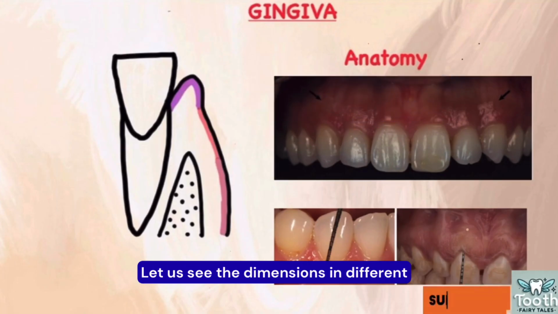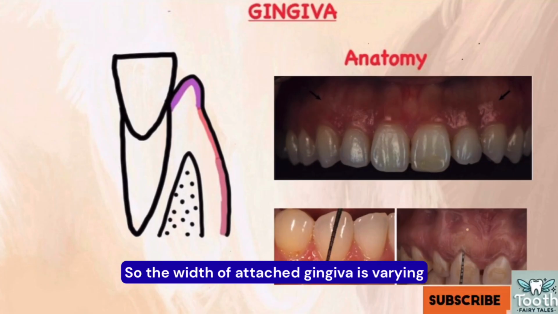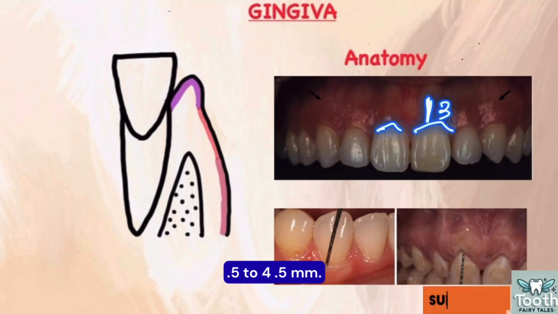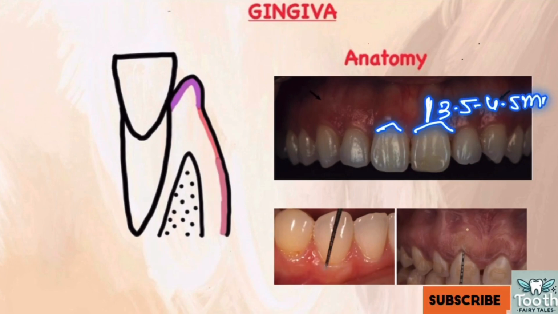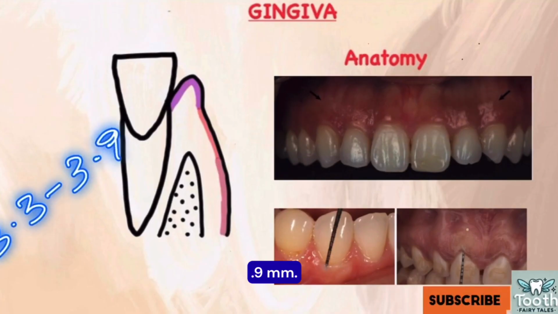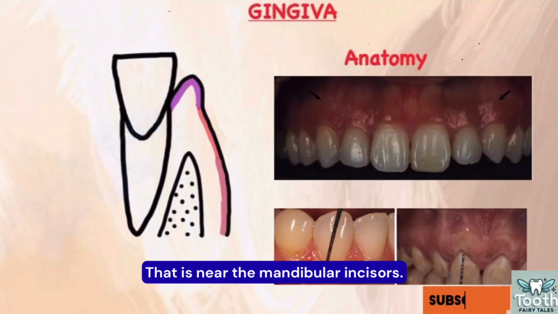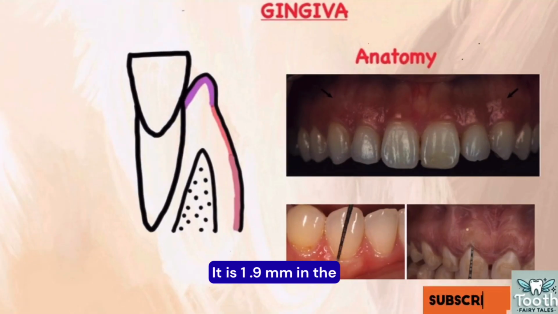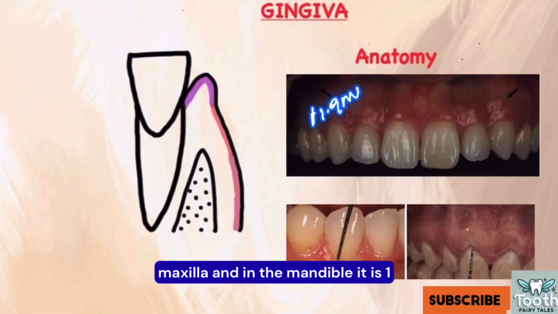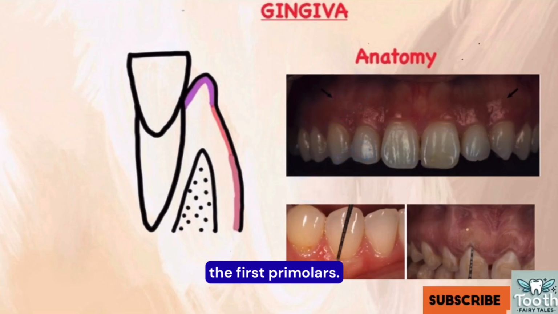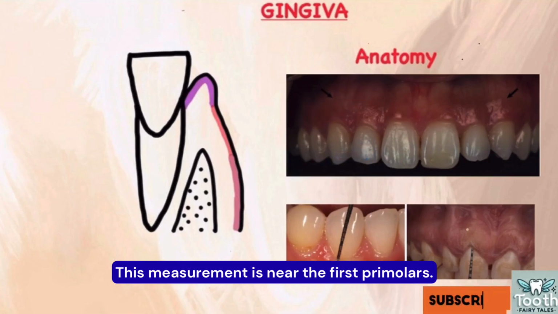Let us see the dimensions in different areas. So the width of attached gingiva varies across different areas of the mouth. In the maxillary incisor area, the width of the attached gingiva is 3.5 to 4.5 mm. In the mandible, it is 3.3 to 3.9 mm. That is near the mandibular incisors. So in the premolar areas, you see the narrower width of the attached gingiva. It is 1.9 mm in the maxilla, and in the mandible it is 1.8 mm. This measurement is near the first premolars.